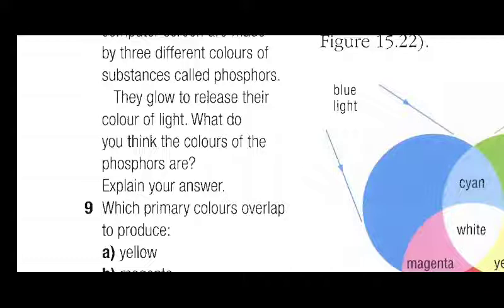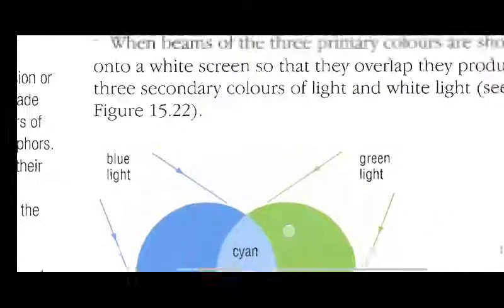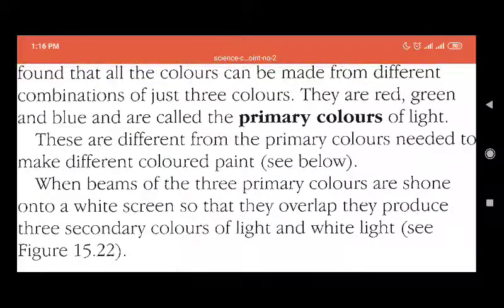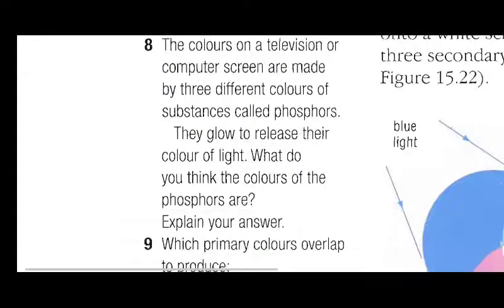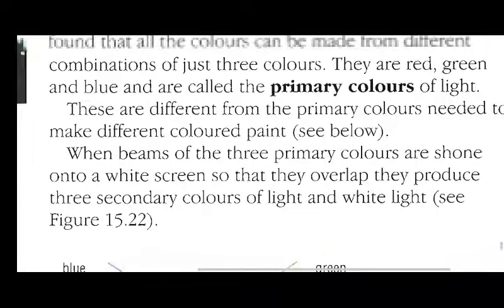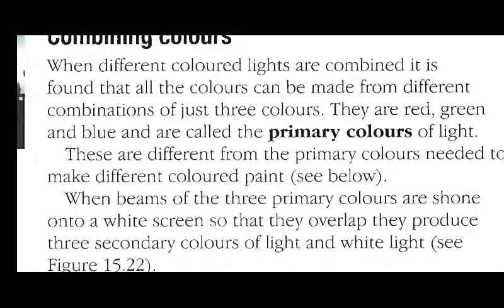So for you to achieve that, you need colors which can make all the colors in the world. And to answer that question, what do you think the colors of the phosphors are? I think the colors should be blue, green, and red, because these are the primary colors: red, green, and blue. And explain your answer, because these colors are the only ones which can make all the colors in the world. So that's why I think they should be there. So it's red, blue, and green.